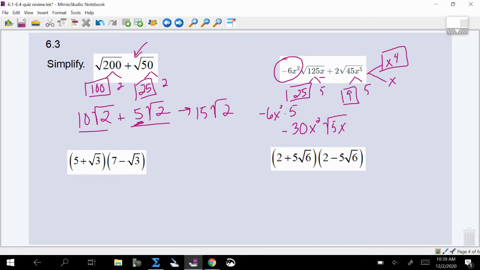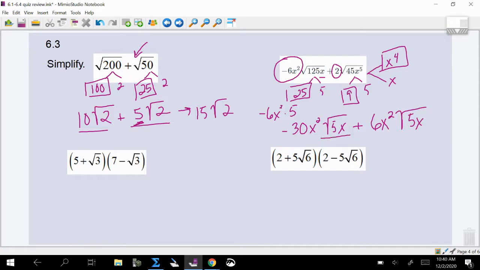With the next one, I'm going to take the square root of 9, which is 3, but I'm going to multiply it by the 2 that's already there. So 3 times 2 is 6. And then I'm going to have to take the square root of x to the 4th, which is x squared. And I am left with a 5x underneath.